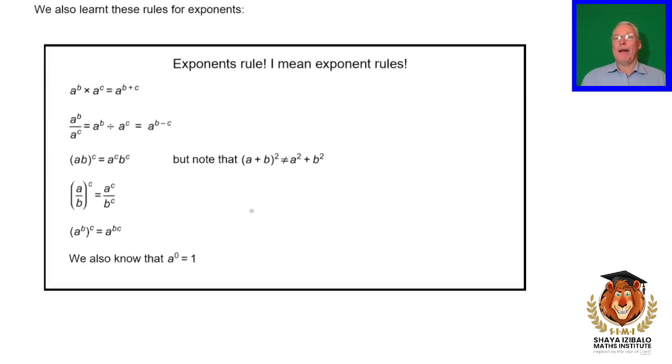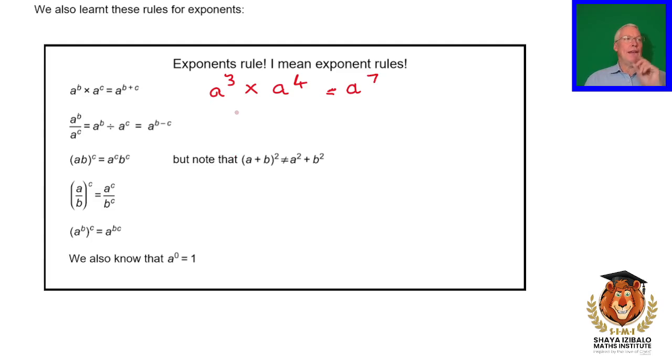Okay, and then just a quick reminder of our exponent laws. We learned that when you multiply numbers with the same base, you add the exponents. So for example, if you've got a cubed times a to the 4, that will be a to the power of 7. Okay, and that makes perfect sense. It always makes sense.